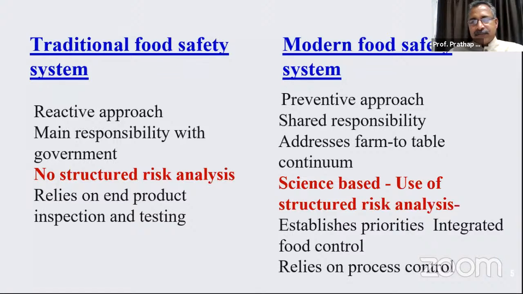That means here it is the entire chain which is looked into, and it is called shared responsibility with respect to food safety. Therefore, one more important highlight here is that this is totally science-based, with the use of structured risk analysis. It is not just a few administrators sitting and saying, okay, this is approved, this is not approved, but it's totally science-based. Therefore, the highest amount of scientific trust is given to the assessment of risk from food origin. This also establishes priorities for integrated food control, which relies on process control.